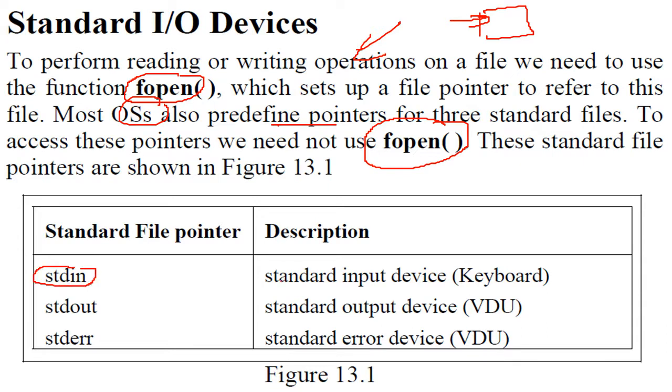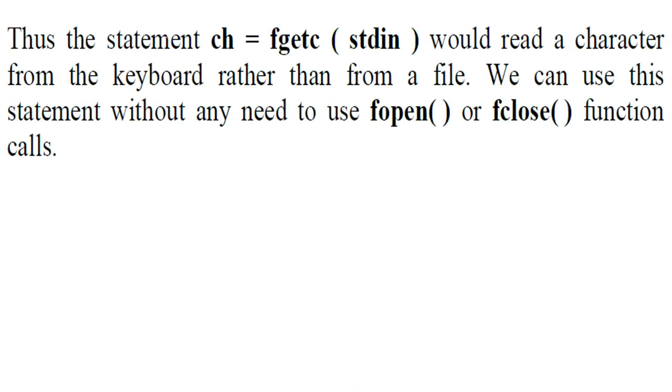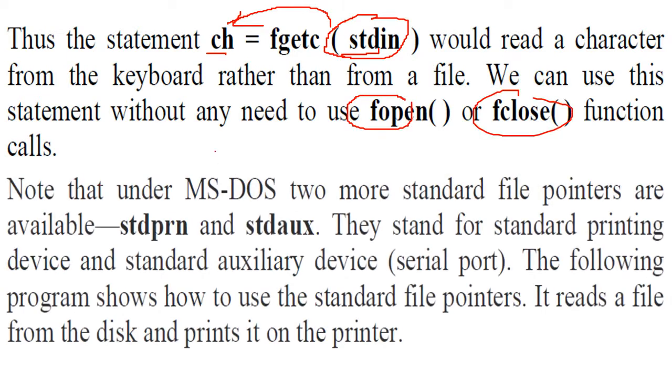So these standard file pointers are like this. stdin is for the standard input device. stdout is for the standard output device. stderr is for the standard error device. So in this statement, ch gets fgetc from stdin, and stdin is reading a character from the keyboard rather than a file. So we can use this statement without the use of fopen or fclose.